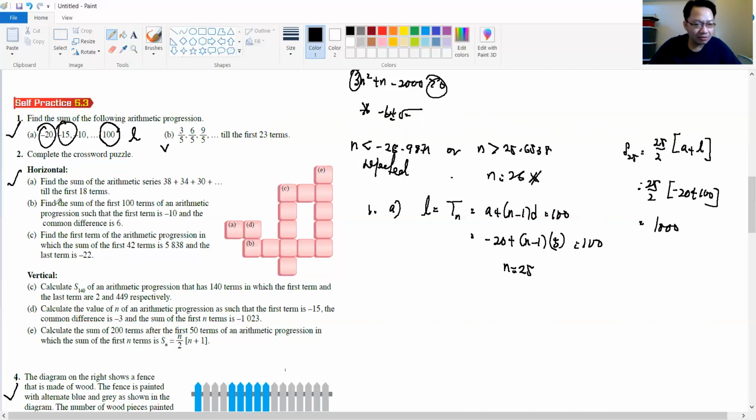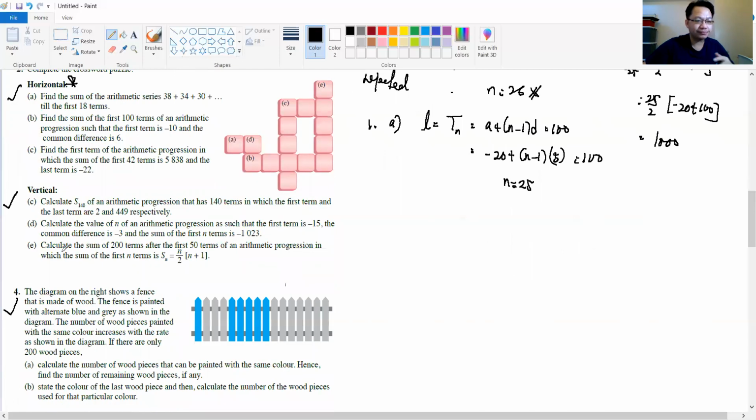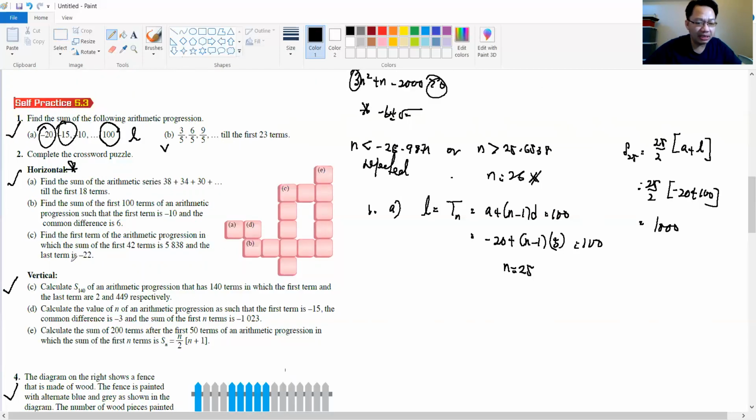Okay, number 2 ni apa? Oh, it's a puzzle. It's a crossword puzzle. So we got horizontal and vertical. So I will do the horizontal. So the vertical, you try. Okay, you guys try. So complete the crossword puzzle here. Okay.